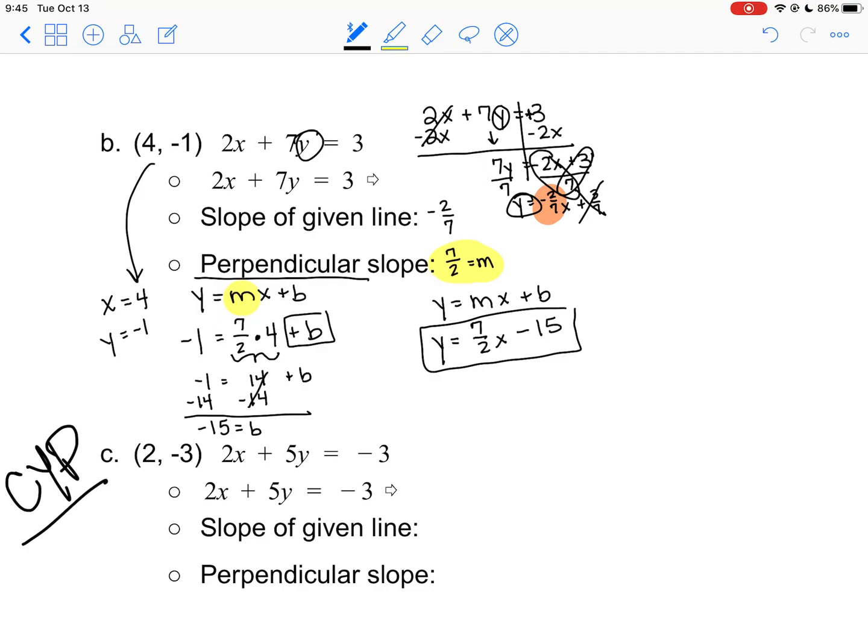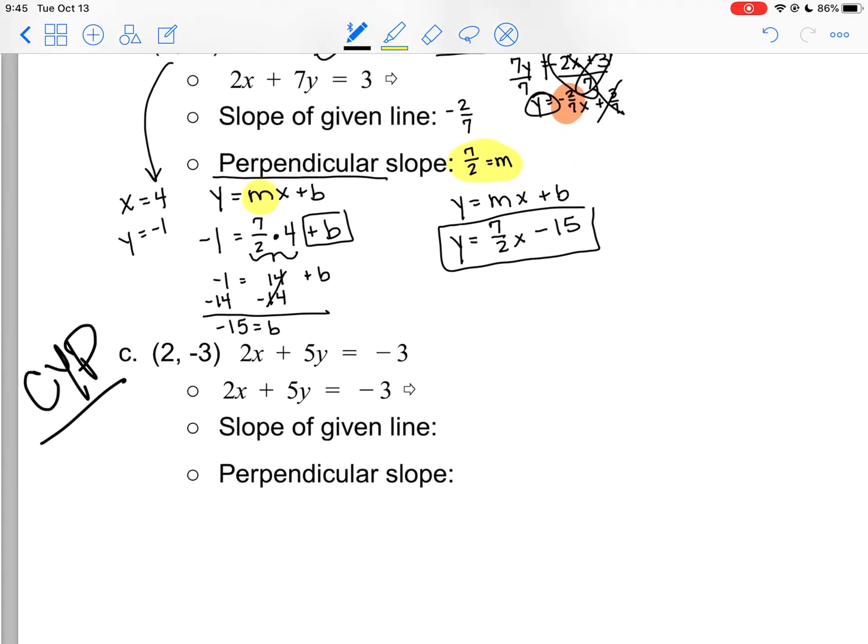There is a check your progress problem on the Google form that has that same process. You have to get the slope of the original equation by putting it into slope-intercept form, and then use the perpendicular slope to find your new line.